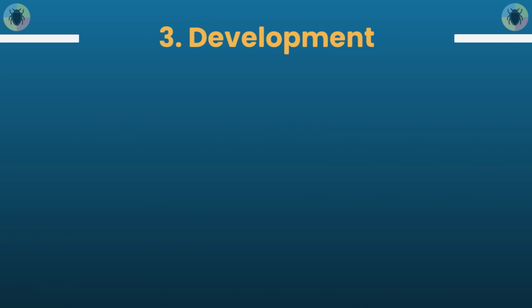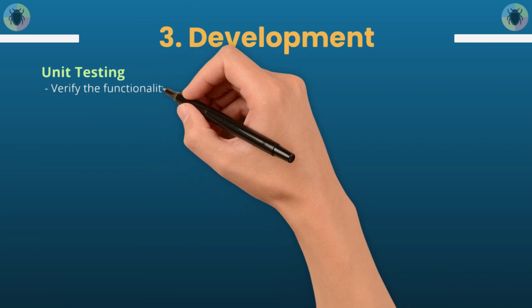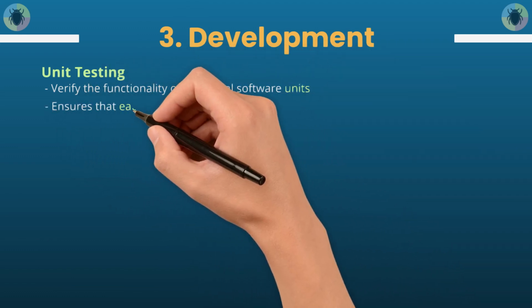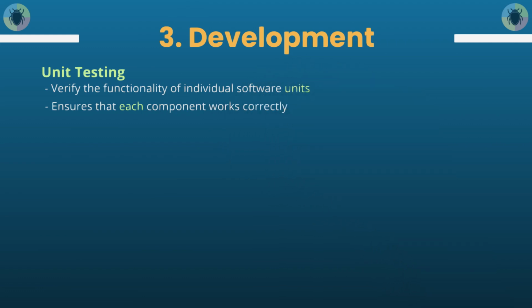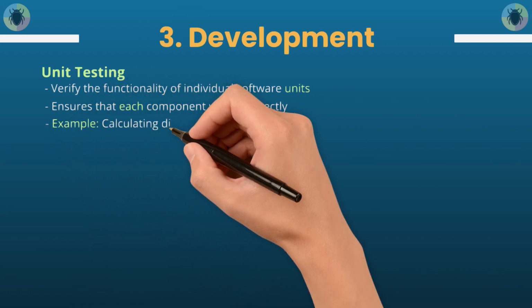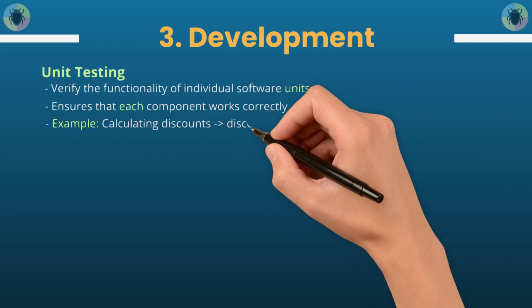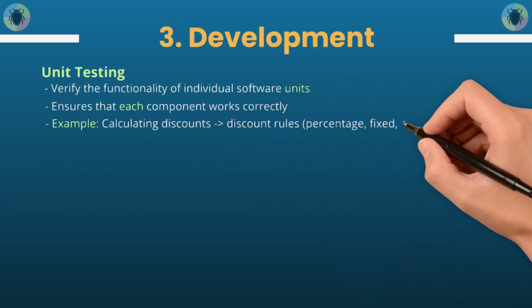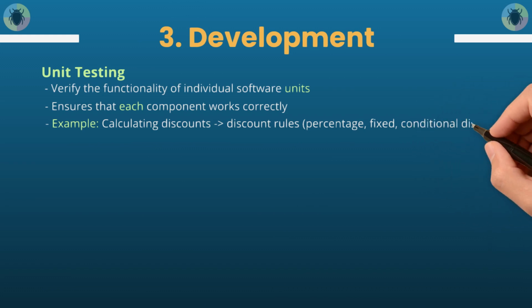Development. Unit testing. Developers should verify the functionality of individual software units. This practice ensures that each component works correctly before integration, reducing the likelihood of defects in the integrated system. Example: a developer writes unit tests for a function that calculates discounts, ensuring it handles various discount rules correctly, such as percentage discounts, fixed amount discounts, and conditional discounts.